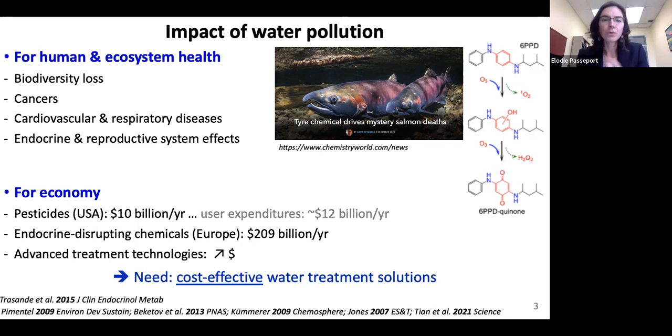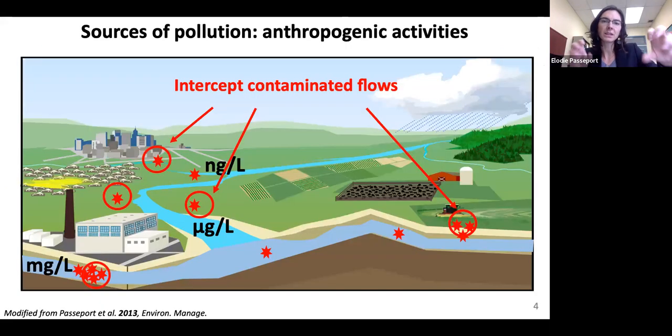For example, through green infrastructure or various environmental remediation strategies, which I'll define more in a few slides. So cost-effective water treatment solutions in order to intercept these contaminated flows and reduce them before they actually reach our environment.